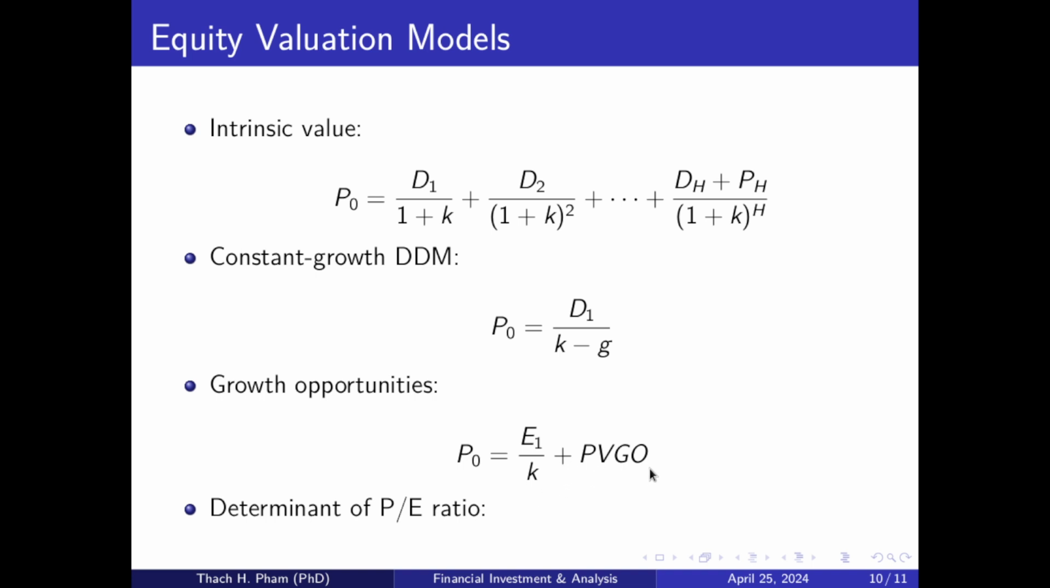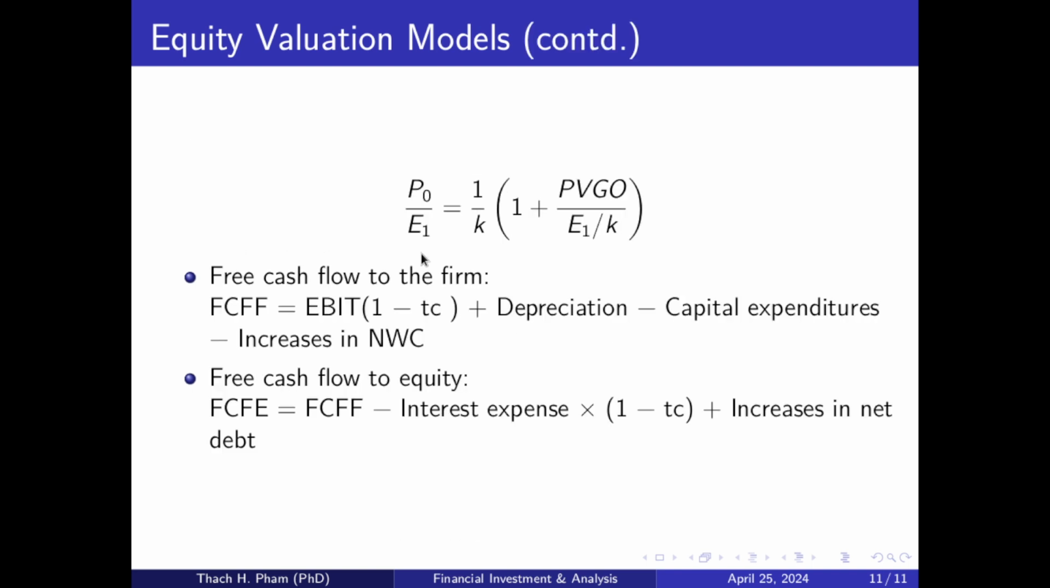plus PVGO. For determining the P/E ratio, you need to remember P0 divided by E1 equals 1 divided by k, multiplied by 1 plus PVGO divided by E1 divided by k.